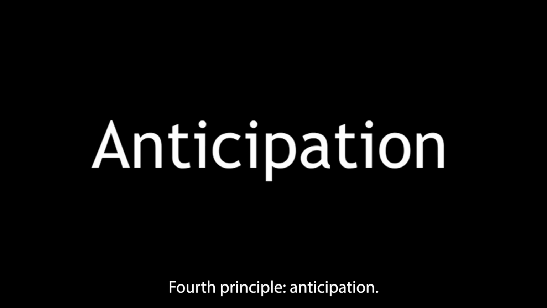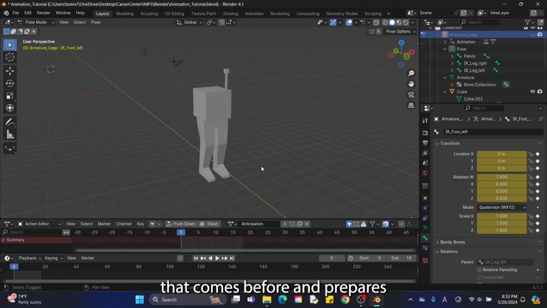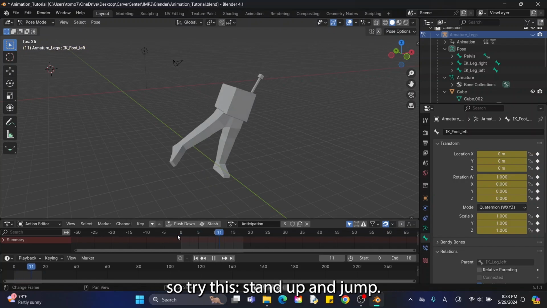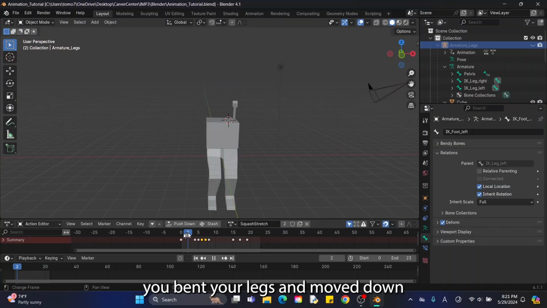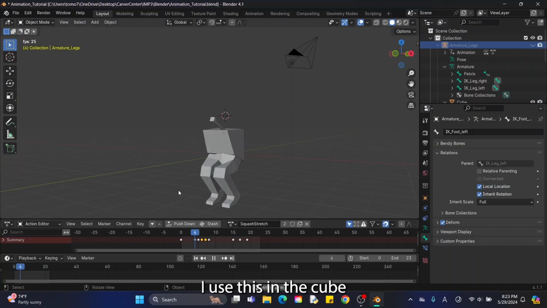Fourth principle, anticipation. Anticipation is the action that comes before and prepares for the main action. This explanation is a bit confusing, so try this. Stand up and jump. What was the first thing you did? Instead of going up into the air immediately, you bent your legs and moved down to build up the jump. That's anticipation. I used this in the cube jumping animation as well.